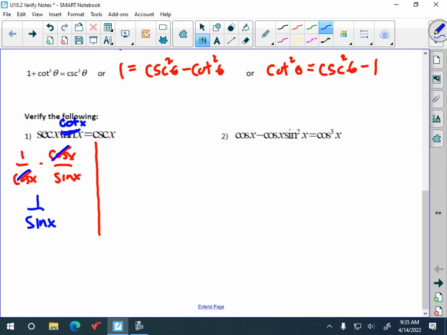And then keep an eye on what you're trying to get it to be. You're trying to get it to cosecant x. Well, 1 over sine x is cosecant x, right? And that equals cosecant x. We put a little check mark to show that we proved, this is a proof, that the left side is equal to the right side. Kind of like in geometry where you did two-column proofs, with statements on one side and reasons on the other. It works the same way, except you're not providing the reasons, you're just providing the statements.